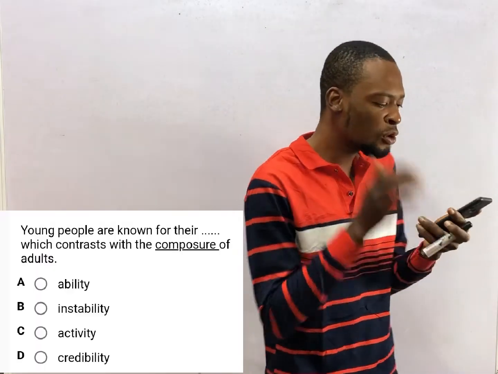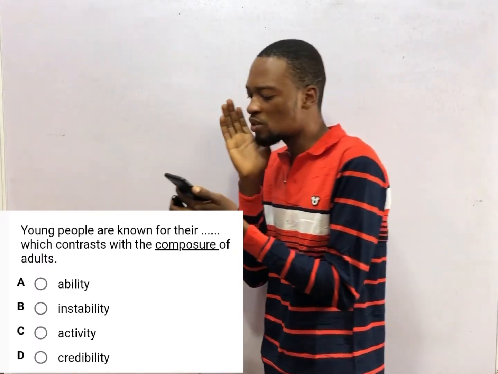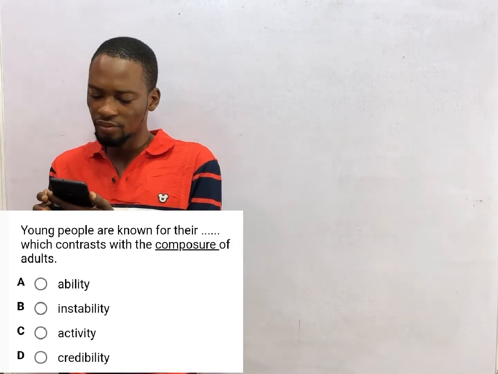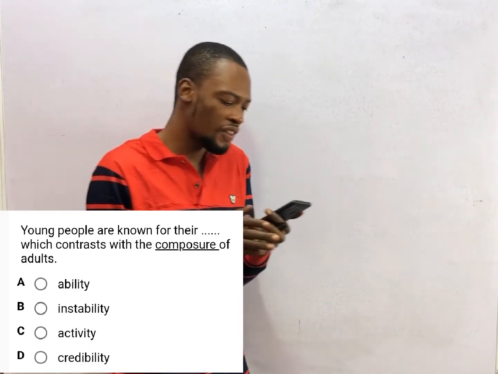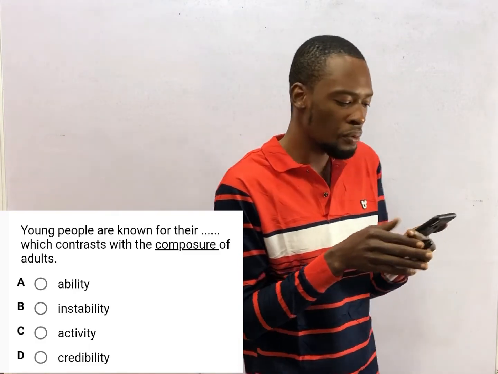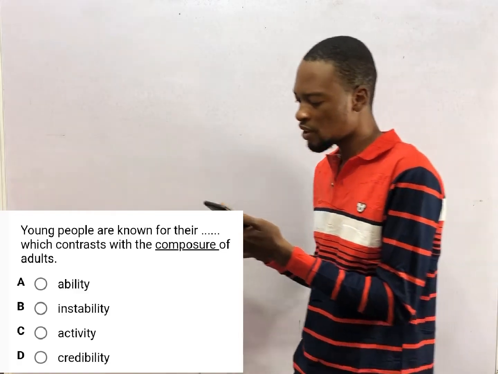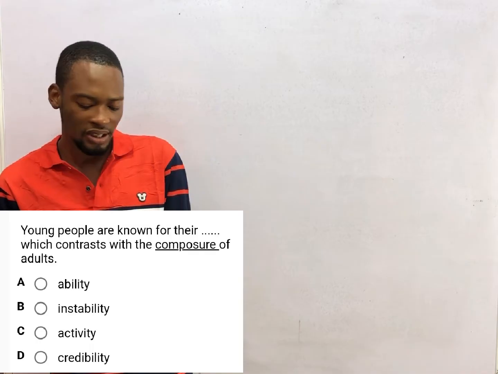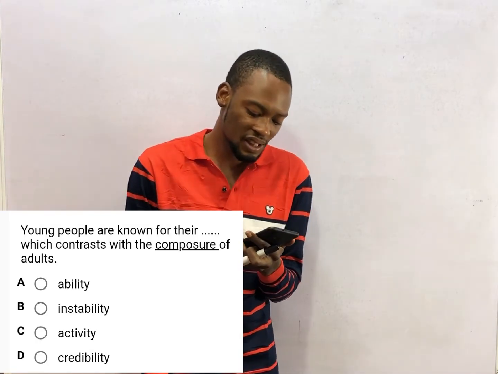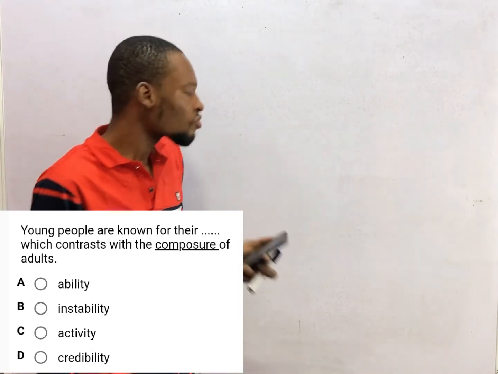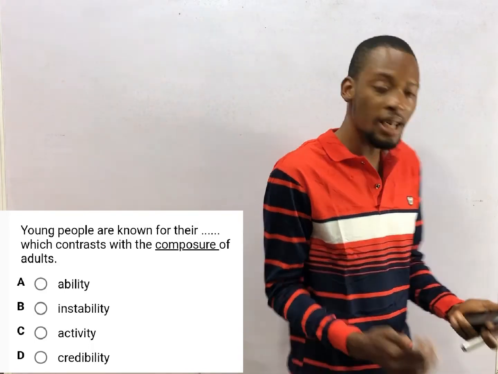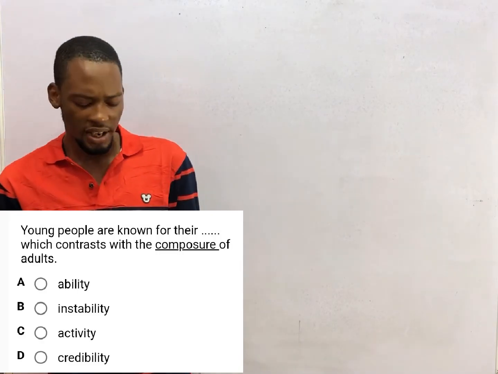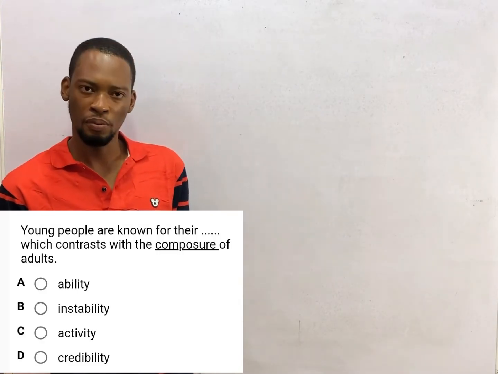Young people are known for their dash, which contrasts with the composure of adults. A, scarcity. A, ability. B, instability. C, activity. And D, credibility. Composure means to be stable, to be calm, to carry themselves. But instability is the opposite of composure.